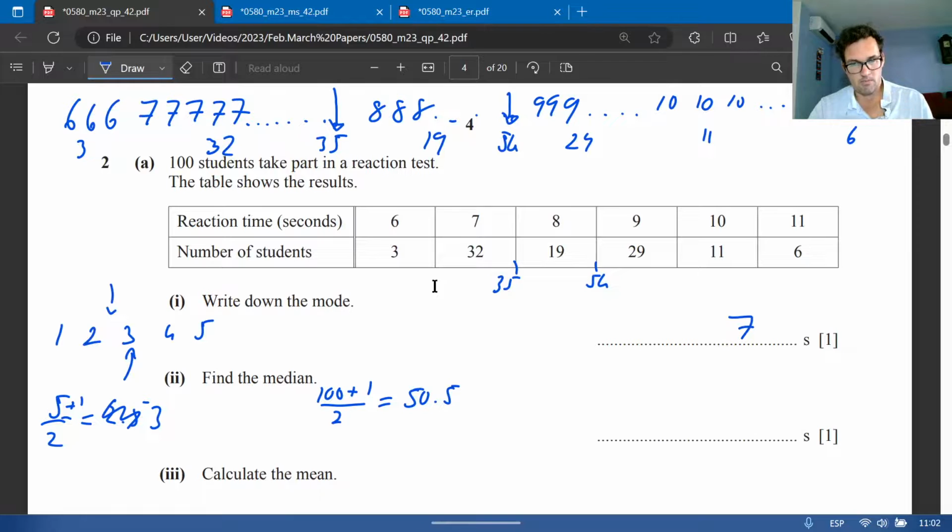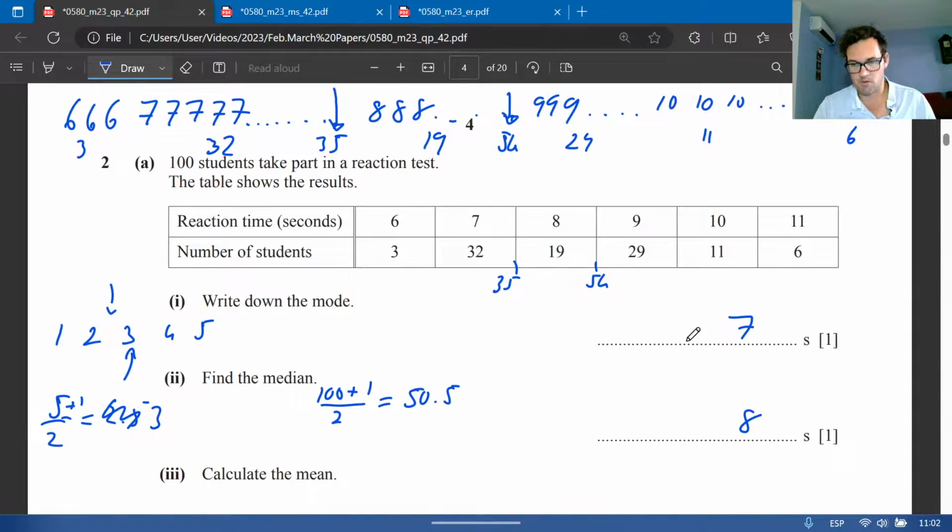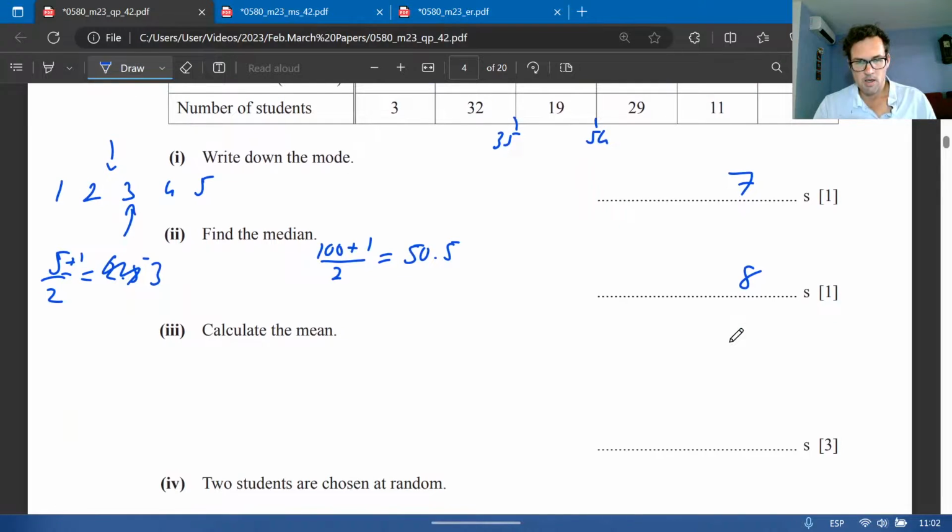So the median is halfway between 8 and 8. The 50th person took 8 seconds to react to whatever the test was. The 51st person took 8 seconds. What's between 8 and 8? 8 seconds. There we go. 7 for the first one, 8 for 2a part 2. Right, then we calculate the mean.